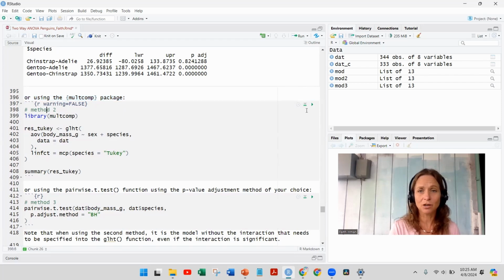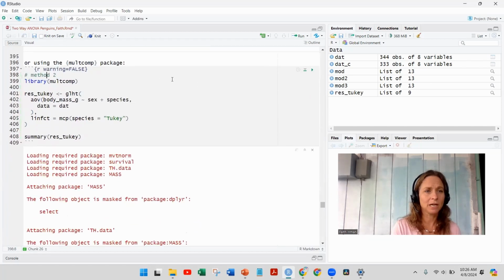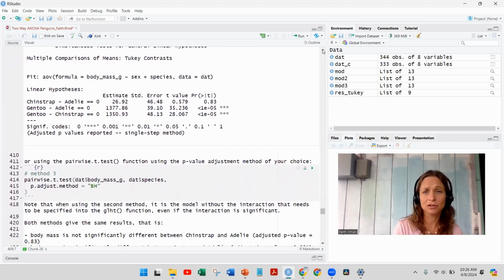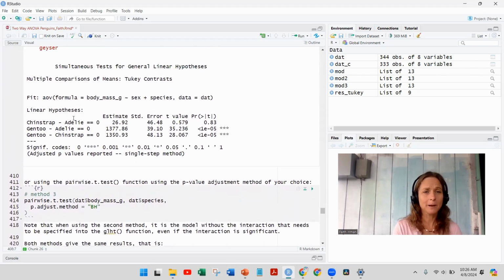So if we run this chunk, we're going to basically put that model in again without the interaction term, and then get the summary. And we're going to look at the simultaneous test for general linear hypotheses. And this basically gives us the same thing. And again, it's taking into account the fact that we're doing multiple comparisons, and it's adjusting our p-value for us automatically.